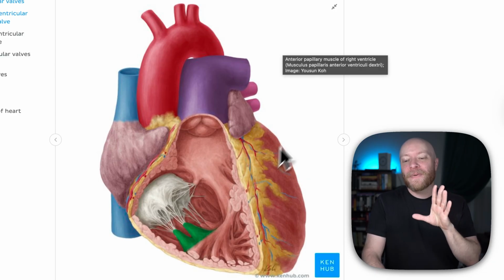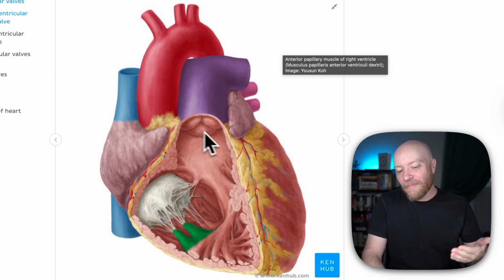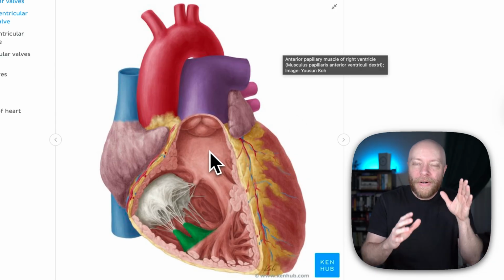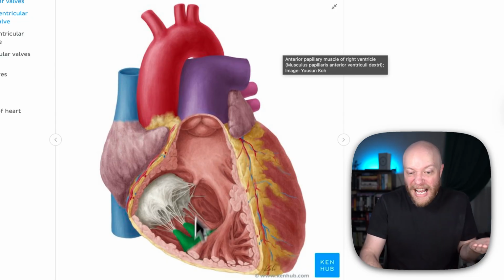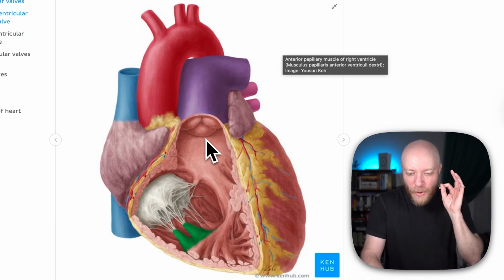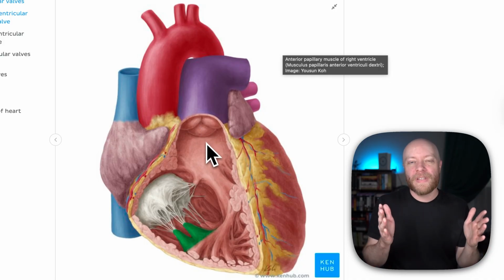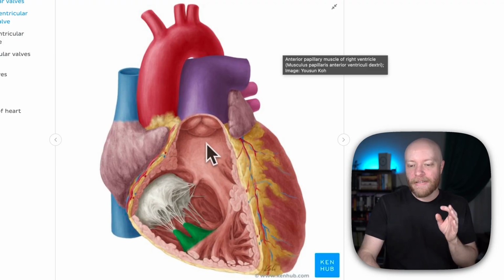In today's video, what I want to do is discuss the purpose of these valves. What are they preventing? Because as interesting as these papillary muscles are, they're not actually there for this valve right here. Again, this is the pulmonary valve. So we need to figure out, okay, what are the differences between these valves? What are they preventing and everything that comes with it?